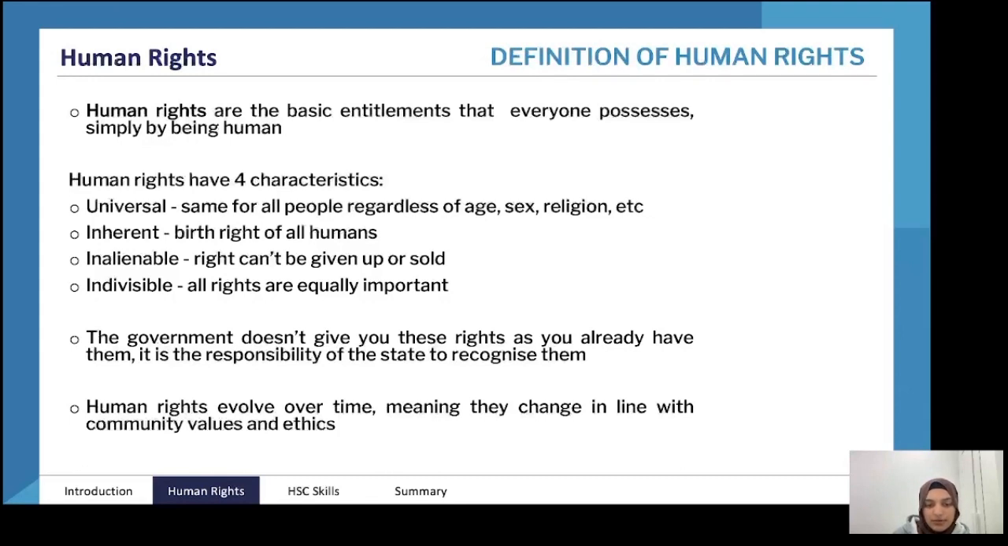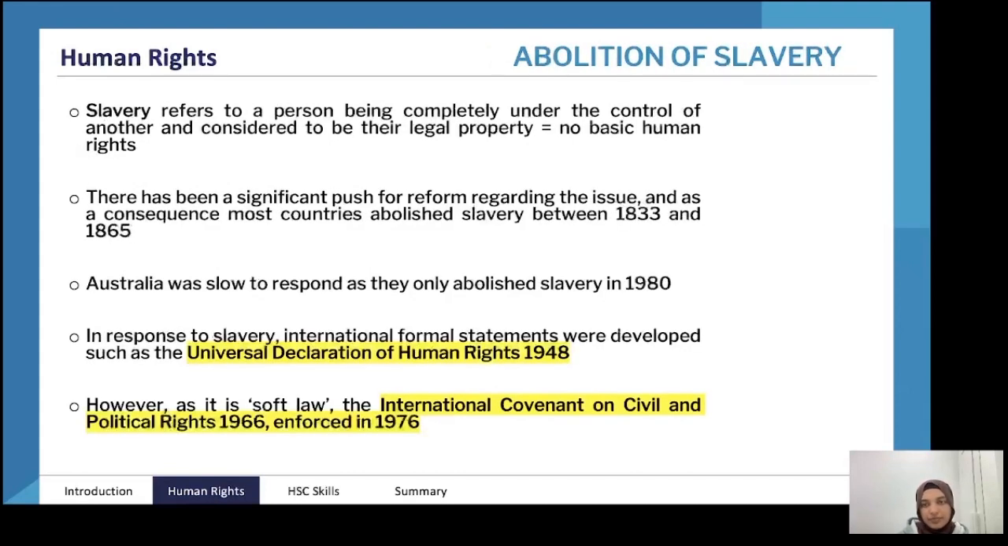So the government doesn't really give you these rights as you already have them. It is the responsibility of the state or the government to recognize them. So human rights can evolve over time. This essentially just means that they change when community values and community ethics change, when standards change, because we're an ever-evolving society. So these rights can evolve.